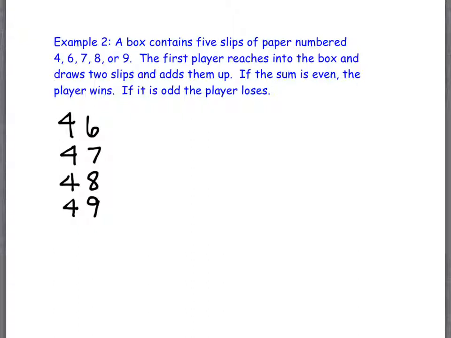All right, but maybe I didn't draw a 4. Maybe I drew a 6 out. Well, I can write down that I have the option of drawing a 6 and a 4, but I already included that option. I don't need to include it again. So I could draw a 6 and a 7, or a 6 and a 9. But maybe I don't draw out any 6s. So what other choices do I have?